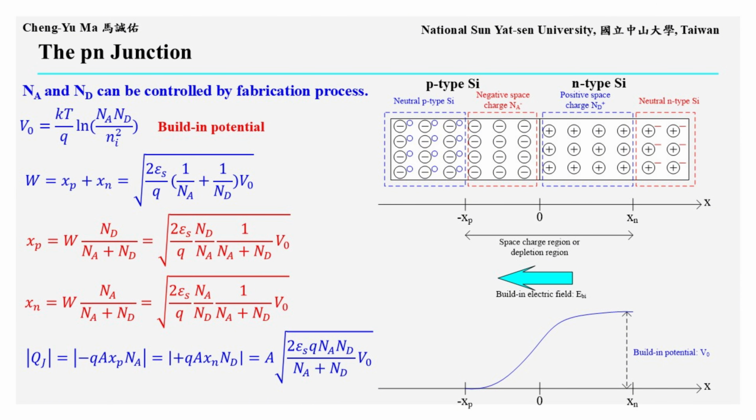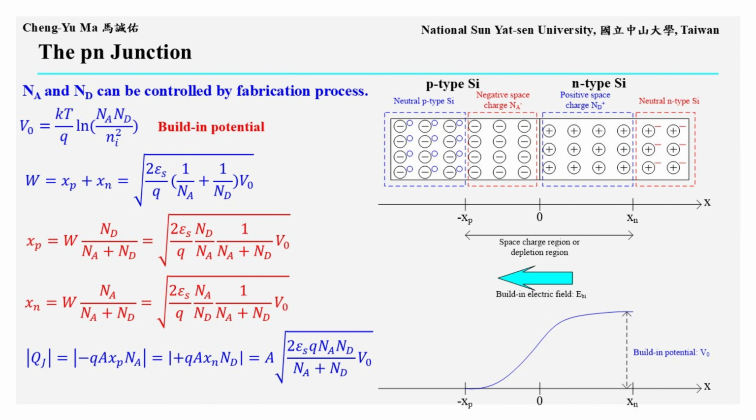This built-in field and voltage come from the diffusion and recombination of majority carriers in the p-type and n-type semiconductors, which create space charges in the material. The built-in voltage is related to the doping concentrations. Once the doping concentrations are determined, this built-in voltage can be calculated.